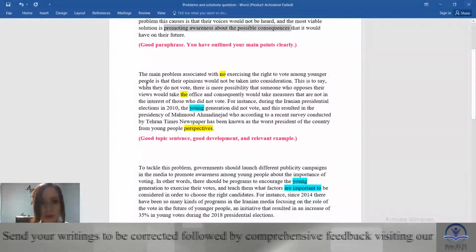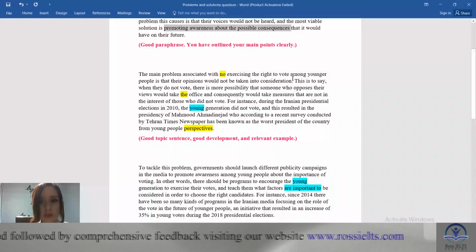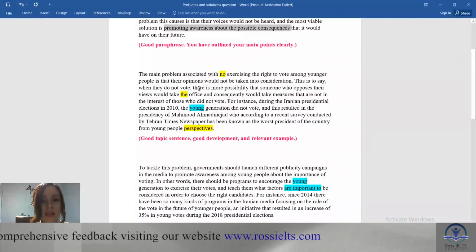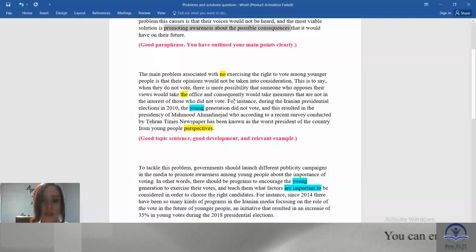Now the next paragraph. The main problem associated with not exercising the right to vote among younger people is that their opinions would not be taken into consideration. This is to say, when they do not vote, there is more possibility that someone who opposes their views would take the office and consequently would take measures that are not in the interest of those who did not vote.